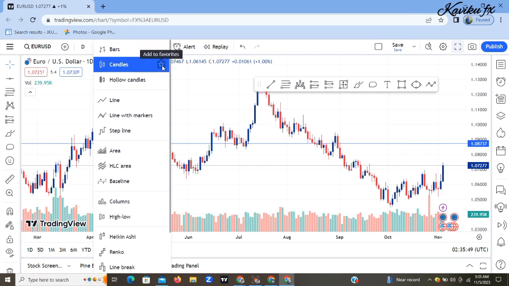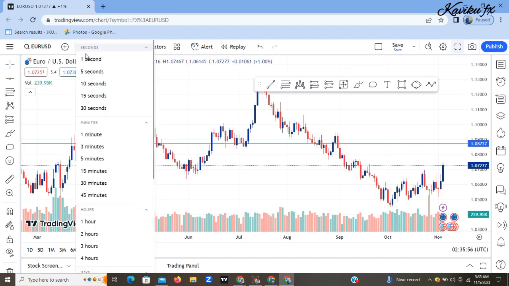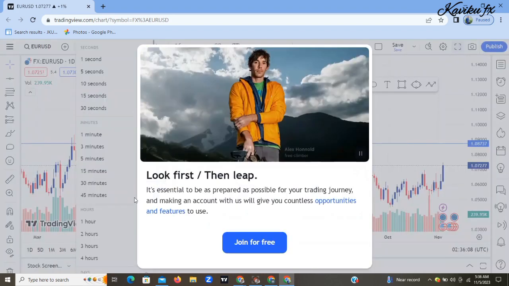Maybe I would favorite candlesticks and also this line. Yeah, and then I'll be able to use them very well. Maybe on the time frame we can use the second. No, we can't favorite second. We can't be analyzing the chart using seconds. Maybe we use the 1 minute time frame, 5 minute time frame, and so on.